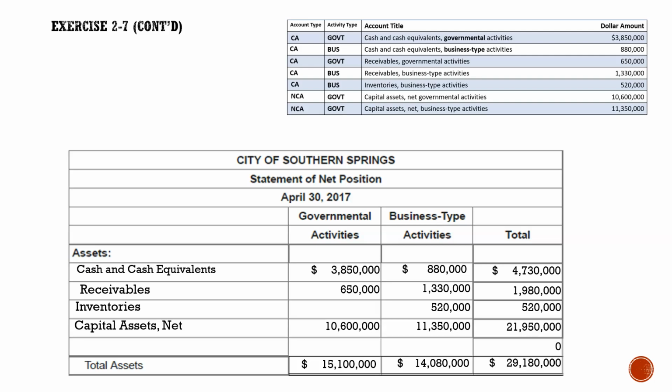So cash equivalents at $3.85 million, you're going to move that into the governmental activities. Same thing with the business type. And you're just going to continue all the way down until you hit your total assets number. So you're going to have total assets for governmental, total assets for business type, and then what I call the total, or your total assets, okay? If that makes sense. If not, please contact me with any questions you might have about that.